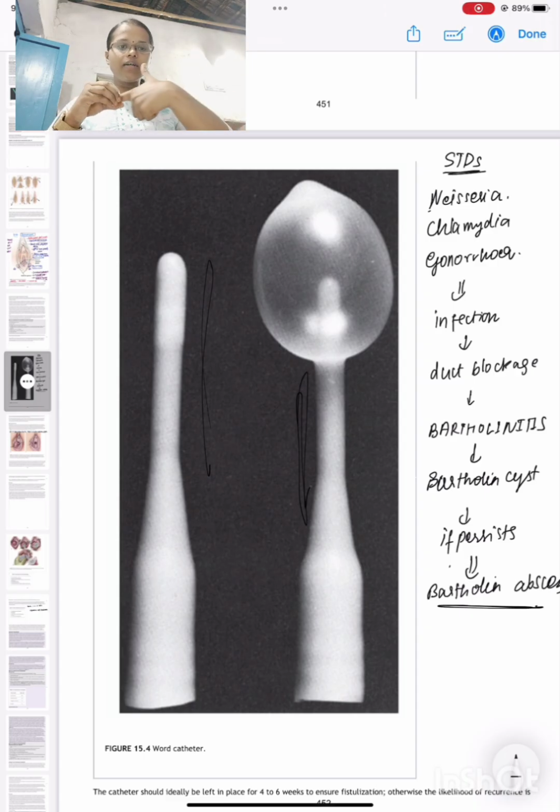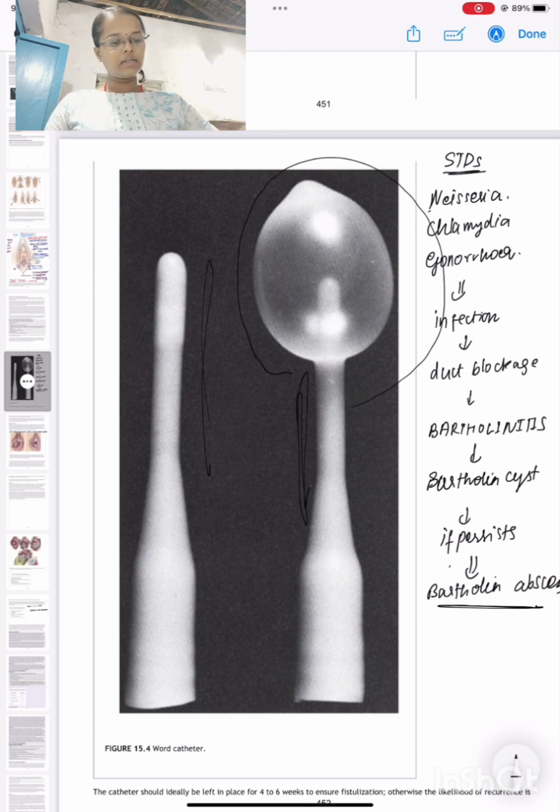So you will put a Word catheter such that whatever this globular shape is there will fit into the gland, and this rod-like thing will be in the duct. So it forms a neoduct. When there is a neoduct, you will remove it after some days, and there will be reepithelialization, which has formed, and the duct is now functional. So there is less chance of recurrence. Now this is with respect to the Word catheter.